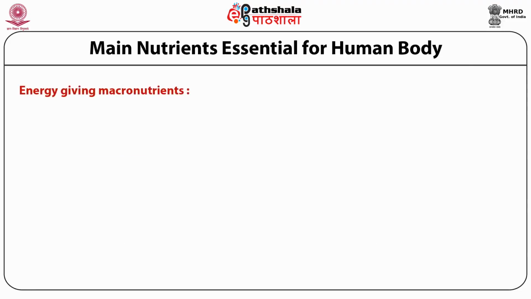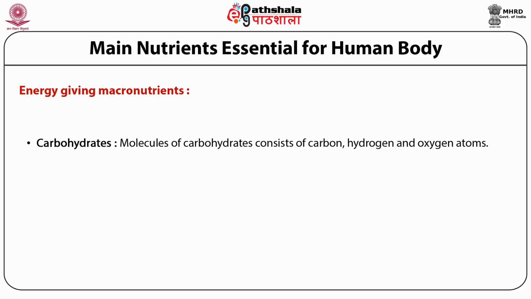Energy-giving macronutrients. These nutrients provide energy to the human body, and they are measured in kilocalories or joules. Carbohydrates. Molecules of carbohydrates consist of carbon, hydrogen and oxygen atoms. Carbohydrates can be monosaccharides like glucose, fructose and galactose, disaccharides and polysaccharides, that is starch. Polysaccharides are more suited for humans because they are more complex sugar chains and take longer to break down and absorb into the food. Excessive increase in blood sugar levels is linked to heart and vascular disease.